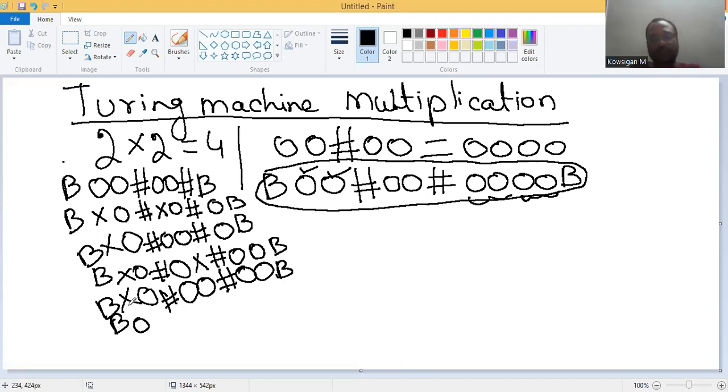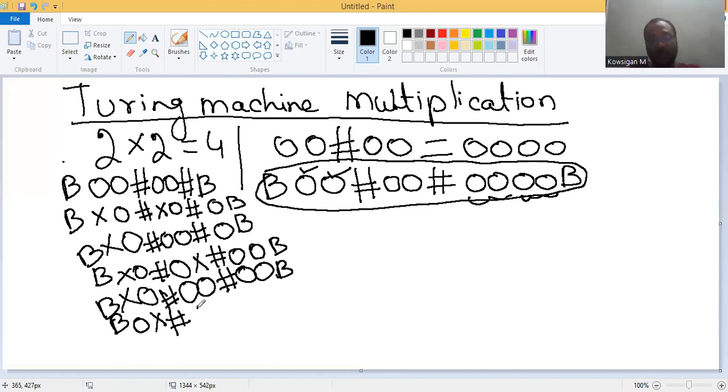Why it is replaced as 0 means this first 0 operation has been completed. For this first 0, we have copied these two zeros to the right hand side. Our operation has been completed. So now we have to continue the same step for the second 0. So now this 0 will be marked as x and move to the right hand side. So on the right hand side, you will be having the hash.